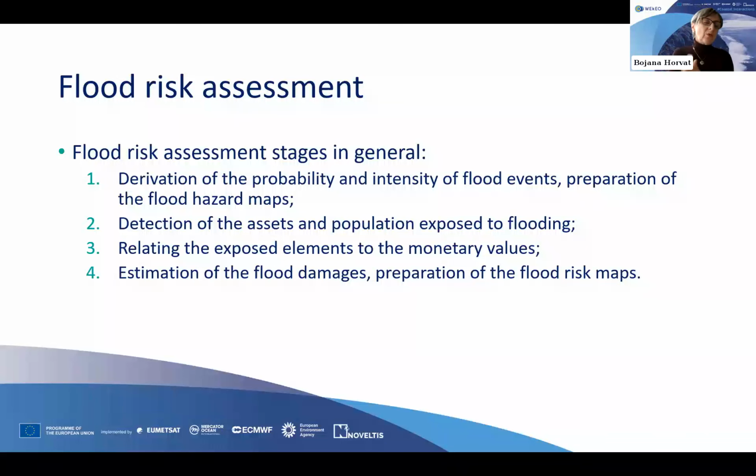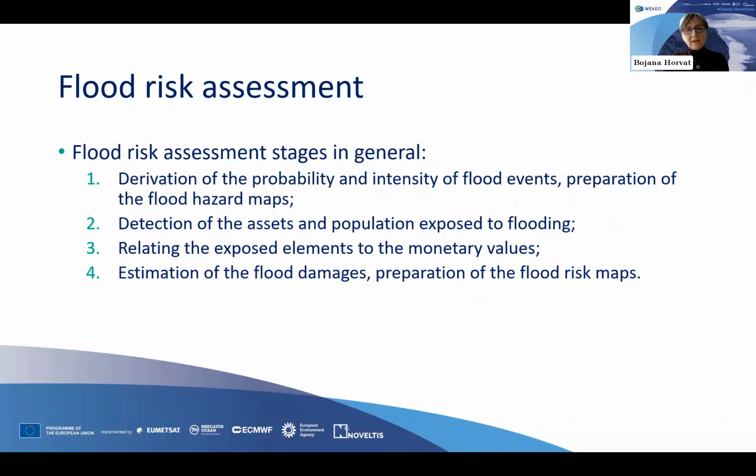As you know, as required by the flood directive, each member state is obliged to create and design a flood risk management plan, and an essential part of those management plans are flood risk and flood hazard maps. Those maps result from the flood risk and flood hazard assessment. So in general, these are some general stages of flood risk assessment. First is derivation of probability and intensity of flood events and preparation of flood hazard maps, which is basically based on hydrological and hydraulic modeling. Then detecting the elements that are prone or exposed to flooding, and then relating those elements to monetary values and defining the flood damage that occurred during the flood. And in the end, of course, preparation of the flood risk maps.